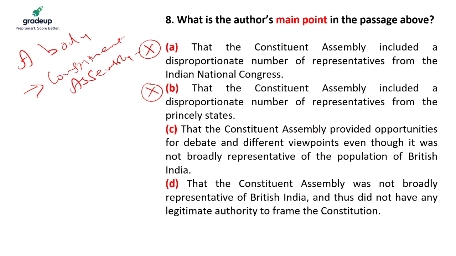The Constituent Assembly provided opportunities for debate and different viewpoints, even though it was not broadly representative of the population of British India. Exactly what the author is trying to say. That the Constitution Assembly was not broadly representative of British India and thus did not have any legitimate authority to frame the Constitution. This is exactly the opposite of what the author is trying to say. The conclusion is there, but it is exactly the opposite of what the passage is trying to say.